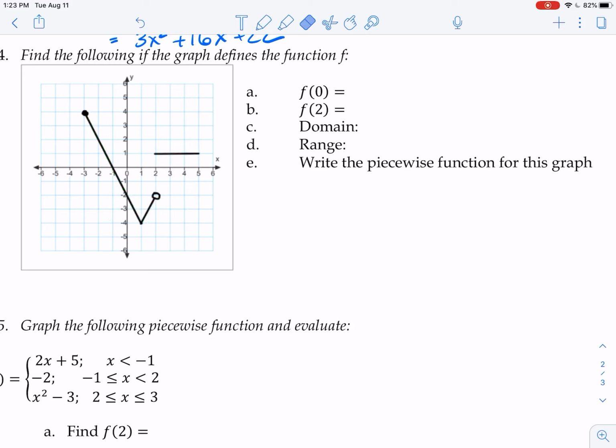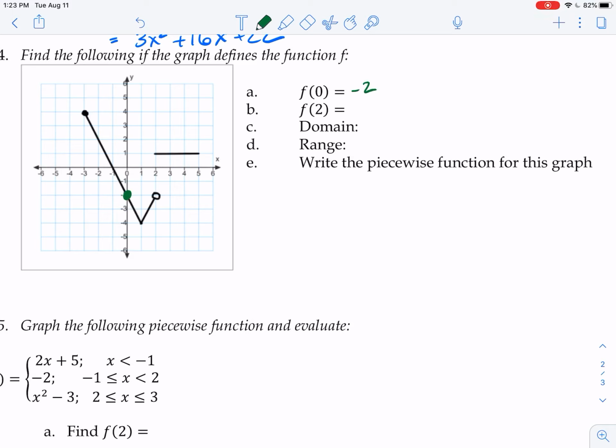So, okay. On this one, they're saying, what is f of 0? So I need to come down, find where x is equal to 0, and that is this value right here, so that is -2. Then the next thing they say is, what is f of 2? Well, so I'm going to come where x is equal to 2, which is along this line.